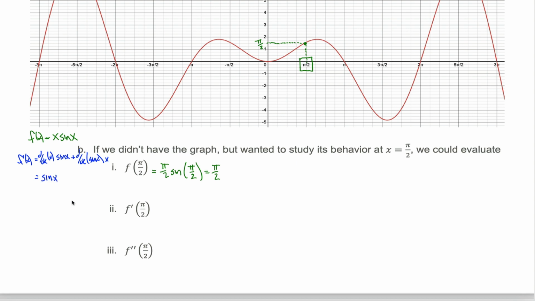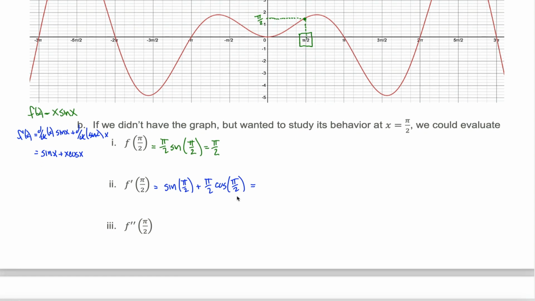In other words, sine of x is your first term. And since the derivative of sine of x is cosine of x, you'll have x cosine of x as your second term. Because f prime of x is equal to sine of x plus x times cosine of x, I can evaluate f prime of pi over 2. It would just be the sine of pi over 2 plus pi over 2 times the cosine of pi over 2. And again, if you have your unit circle memorized, maybe this is something you can figure out.